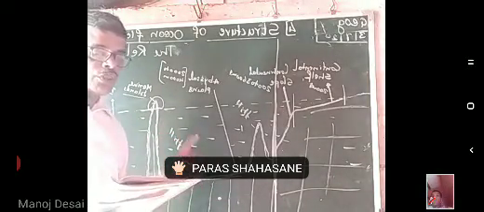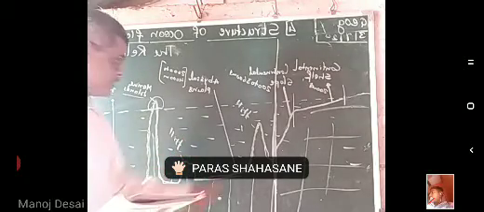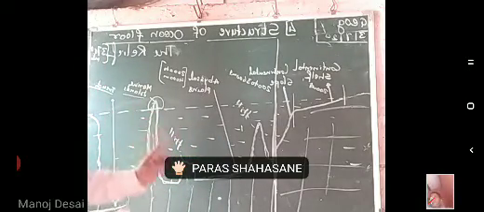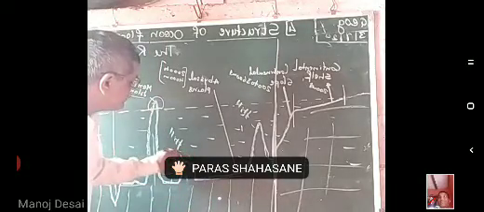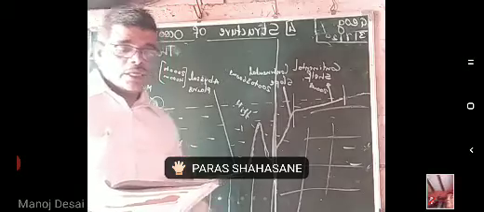Now, the hills and mountains found on the oceanic seabed are called submerged hills and mountains. These hills are hundreds of kilometers wide and thousands of kilometers long.